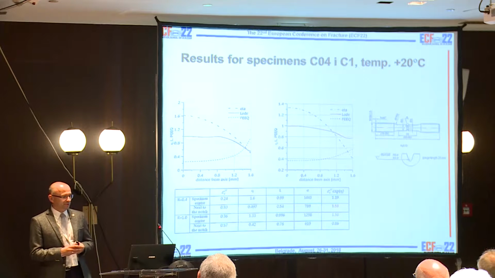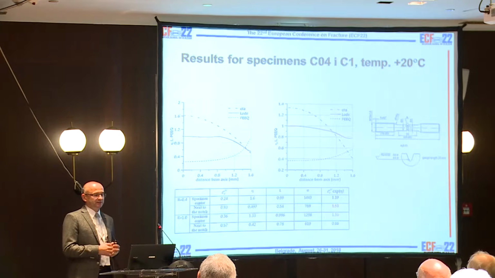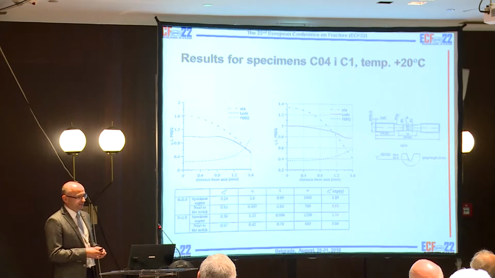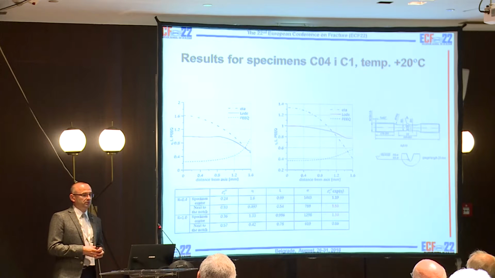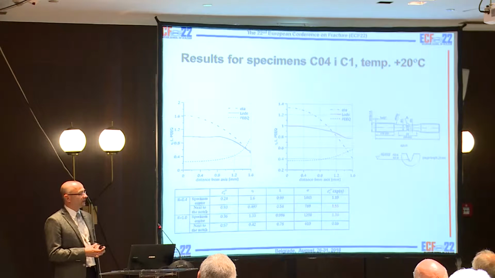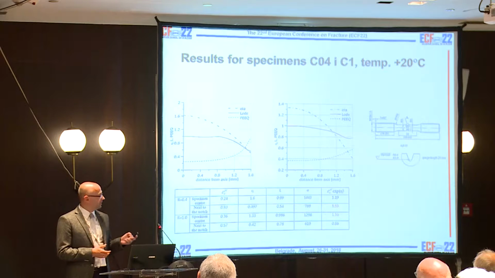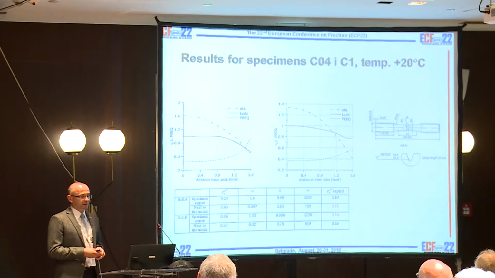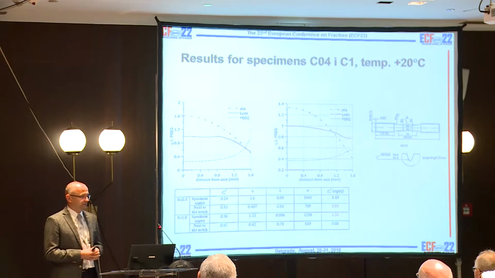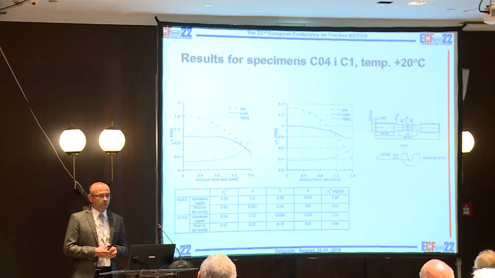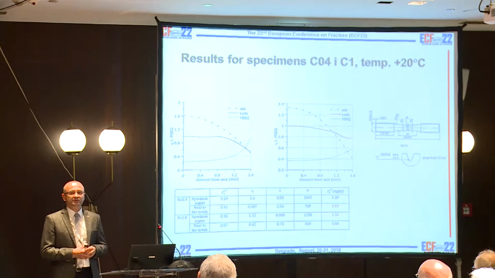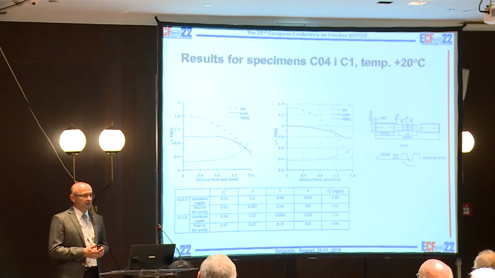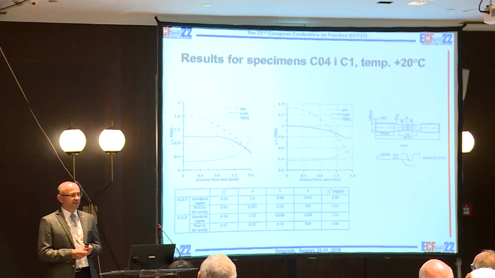And now some results. These results come from room temperature. As you can see, there are 2 specimens, CO4 and C1. These are the round specimens, the geometry you can see on the right. As you can see, in the center of the specimen, we have quite a good level of plastic strain in both cases, accompanied by high stress triaxiality. However, we can't say from these pictures when fracture begins.